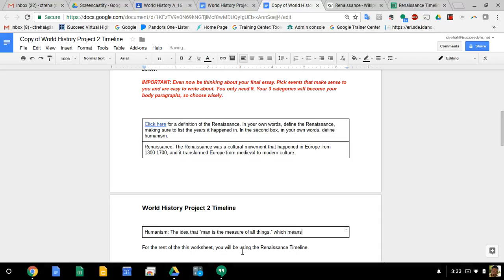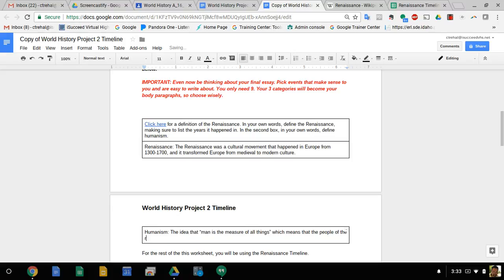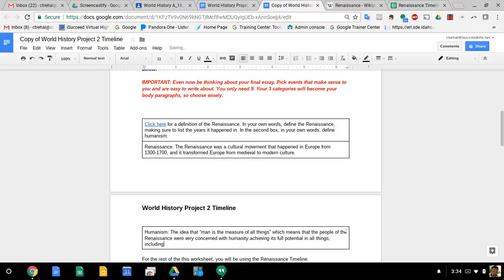which means I should eliminate that period, that the people of the Renaissance were very concerned with, actually I'll say this, with humanity achieving its full potential in all things, including the arts, culture, economics, and government. So that's what I would put for humanism. Kind of the idea that people can be all that they can be.